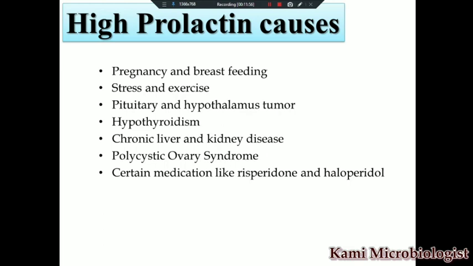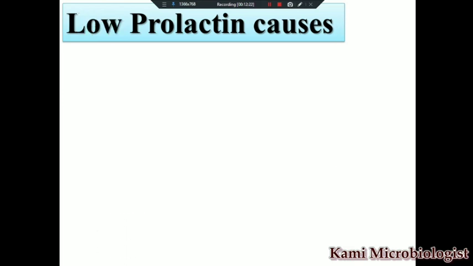Certain medications like risperidone and haloperidol. It is that type of medicine that when taken by a female, dopamine decreases or is stopped, and prolactin is secreted in a high amount. Galactorrhea I already explained. Infertility. So these are the main conditions in which prolactin gets high.